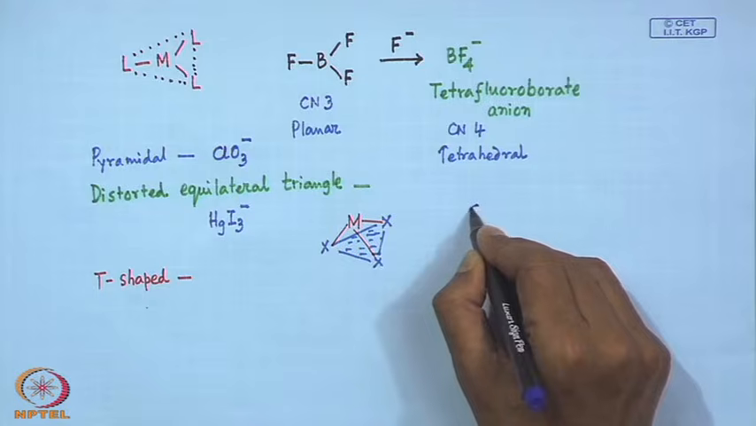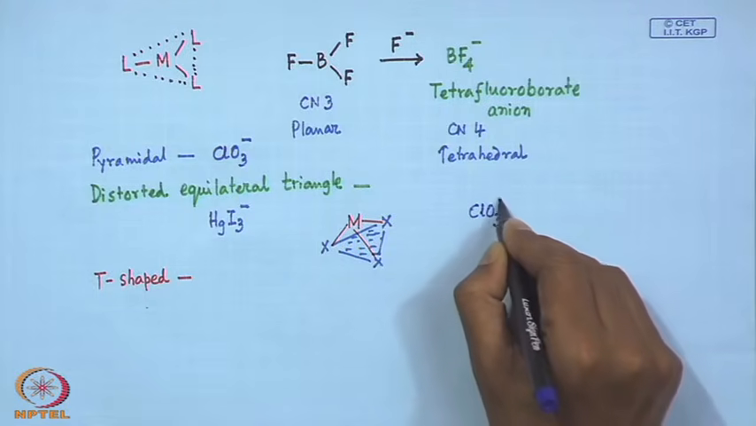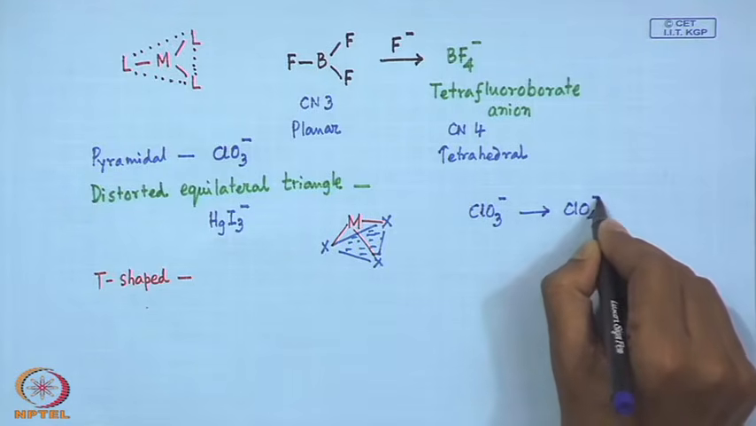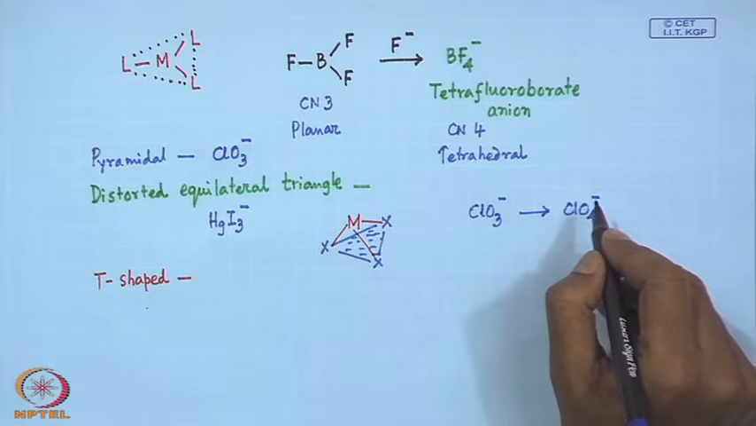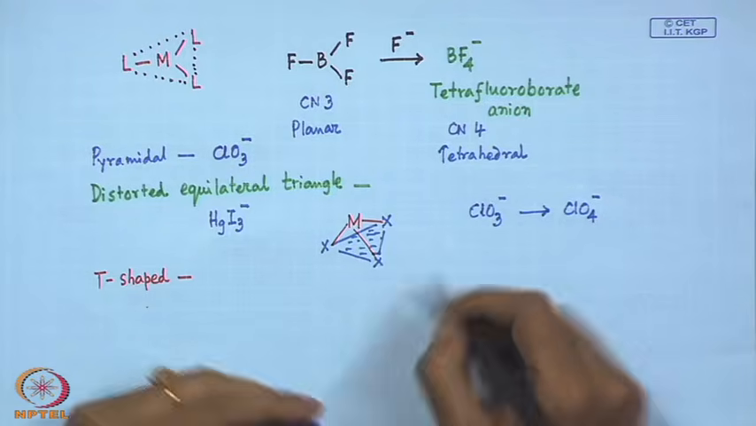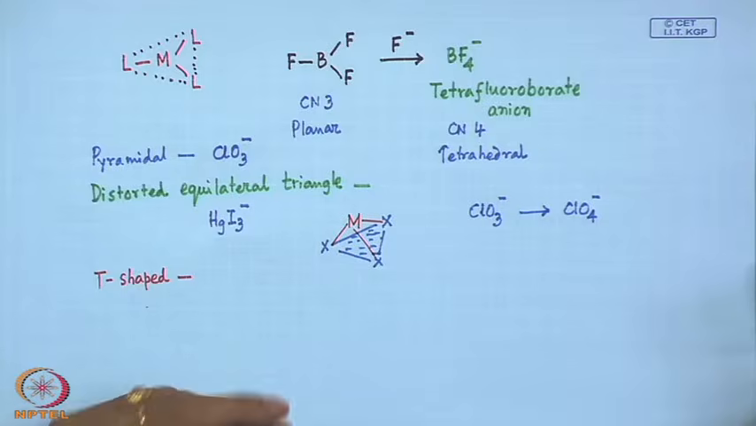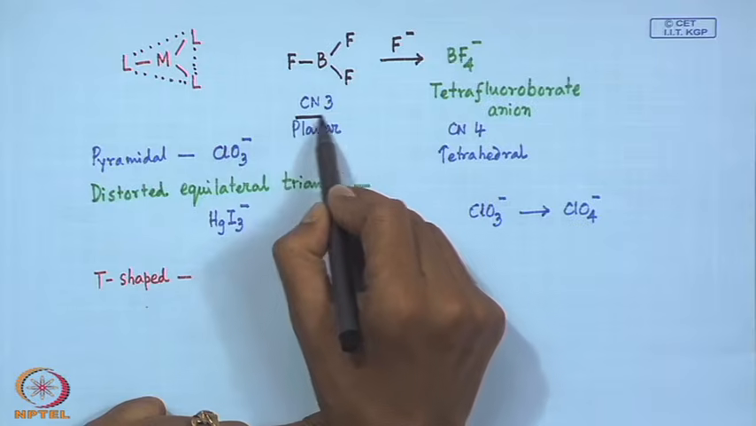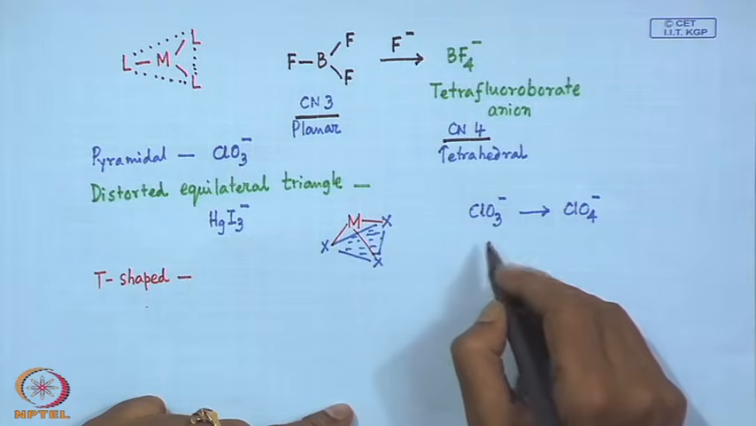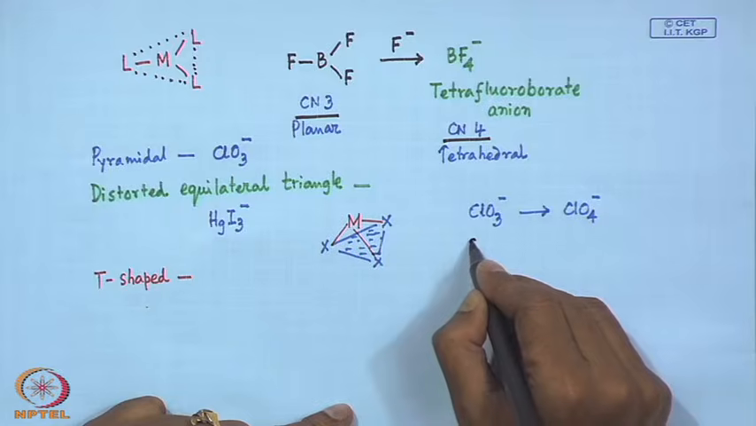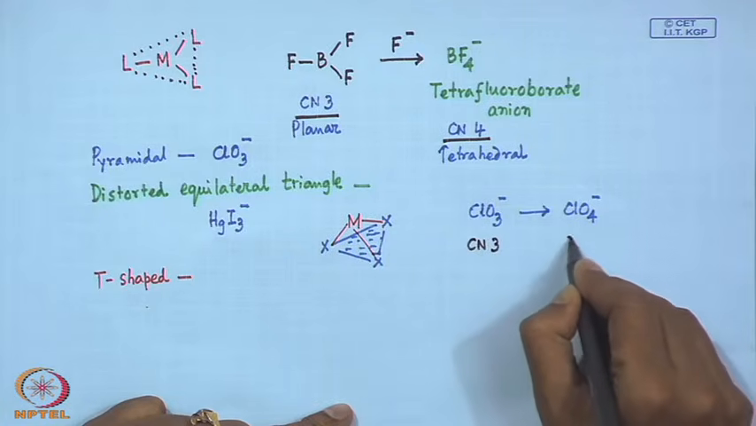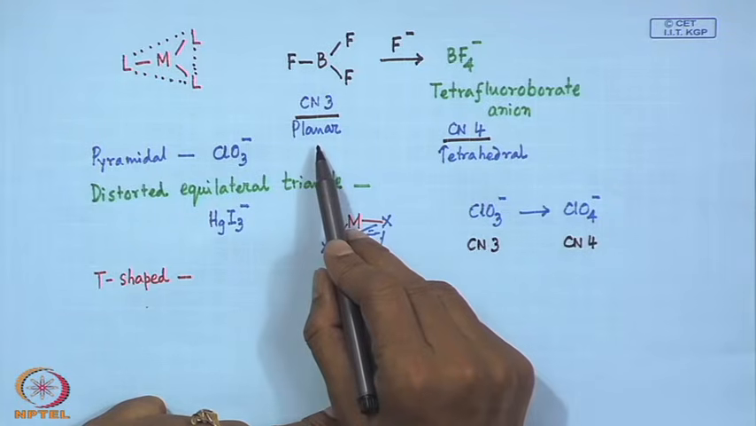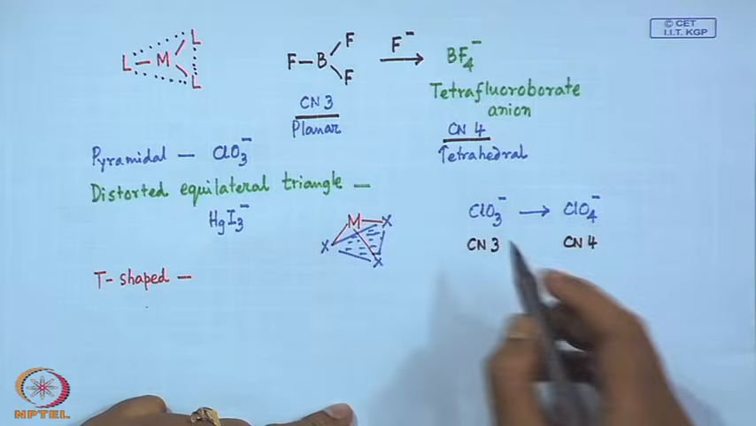So, when we move from chlorate to perchlorate, we get a corresponding structural change as well as a coordination number change. Here, like the BF3 to BF4 change, we also get a corresponding change from a coordination number of 3 to a coordination number of 4. But in this particular case, it was a change from pyramidal to a tetrahedral structure.